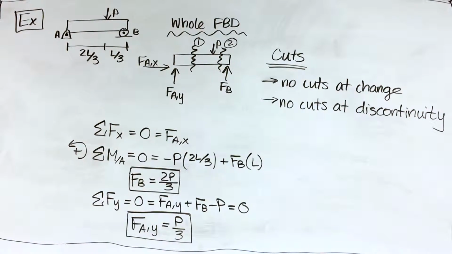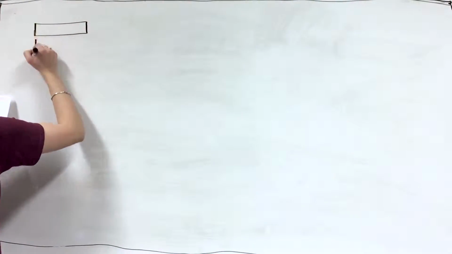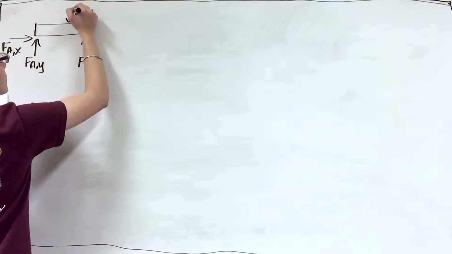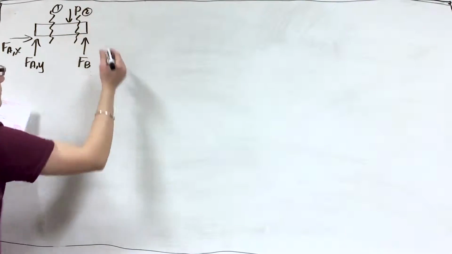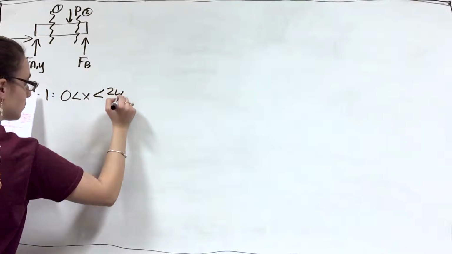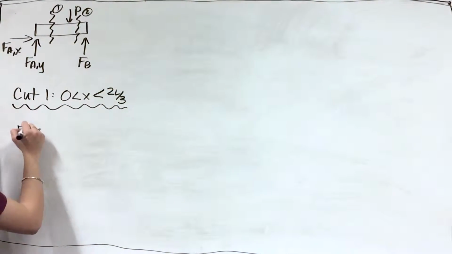Now our second step is to make our cuts. We look at our cut free body diagram so that we can find the values of the internal forces. But one major thing to keep in mind is that we should never make a cut at a change or a discontinuity. So we cannot make any cuts at 2L/3, where that P force is acting.